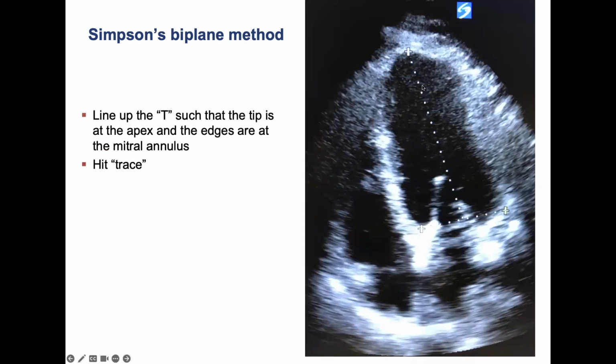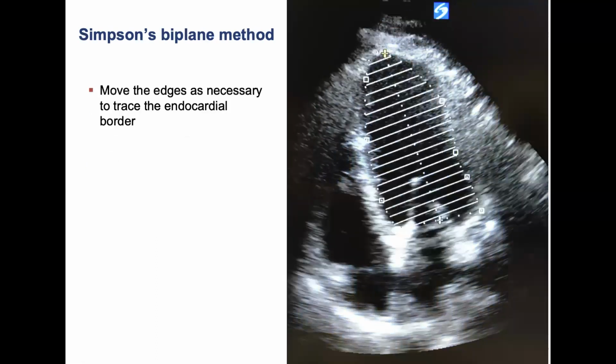And then you're going to line this T such that the top of it, or the bottom because it's upside down, is at the mitral annulus, so here and here. And the other end of the T is going to be right at the apex. And you're going to hit trace. And this is going to form. So it's going to guesstimate where the borders of your endocardium are.